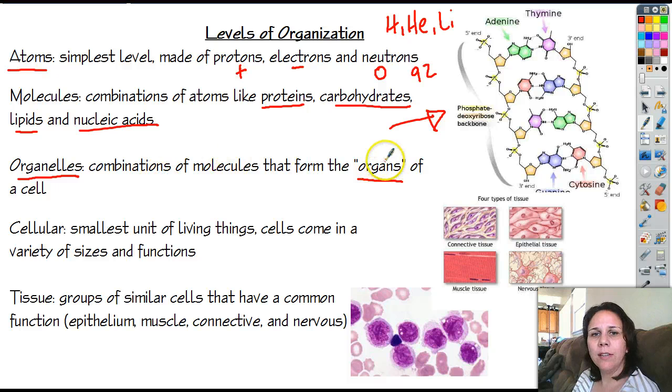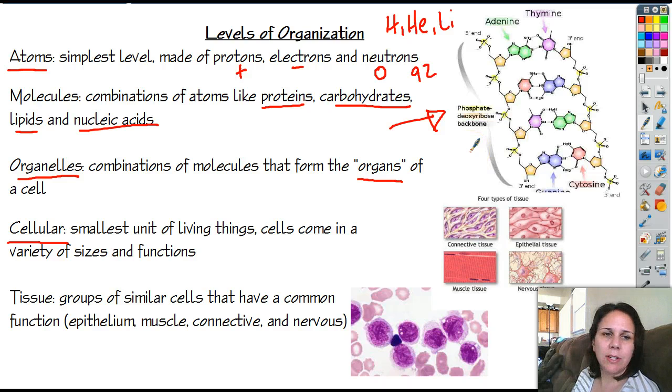Now when I put all the organelles together, I get the cell, or the cellular level, which is the basic building block of any living organism. And so they come in all sorts of different types and sizes and functions and shapes, depending on what part of the body they're used for. So a neuron is going to be long and skinny, whereas a muscle cell might be long and spindly or short and fat, depending on what type of work it has to do.